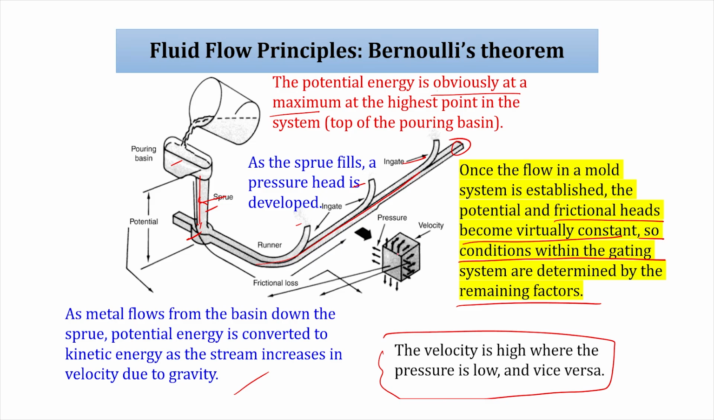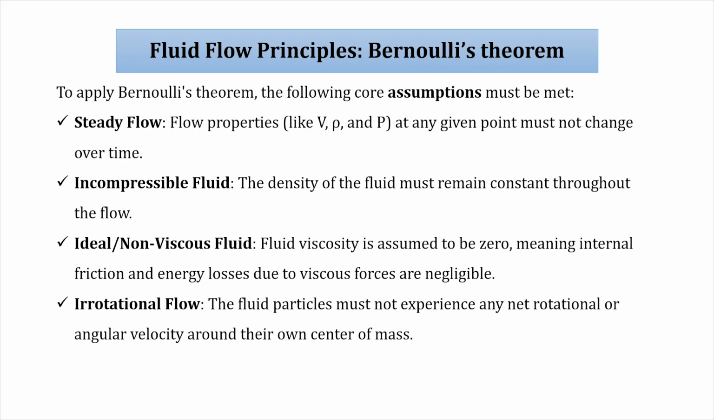So, we can see pressure head and velocity at any given cross section is going to play a critical role in the gate system. Now, we have applied the Bernoulli equation, but we can't apply it without proper assumptions. We can't apply the Bernoulli equation just anywhere. There are some limitations. There are six or seven assumptions.